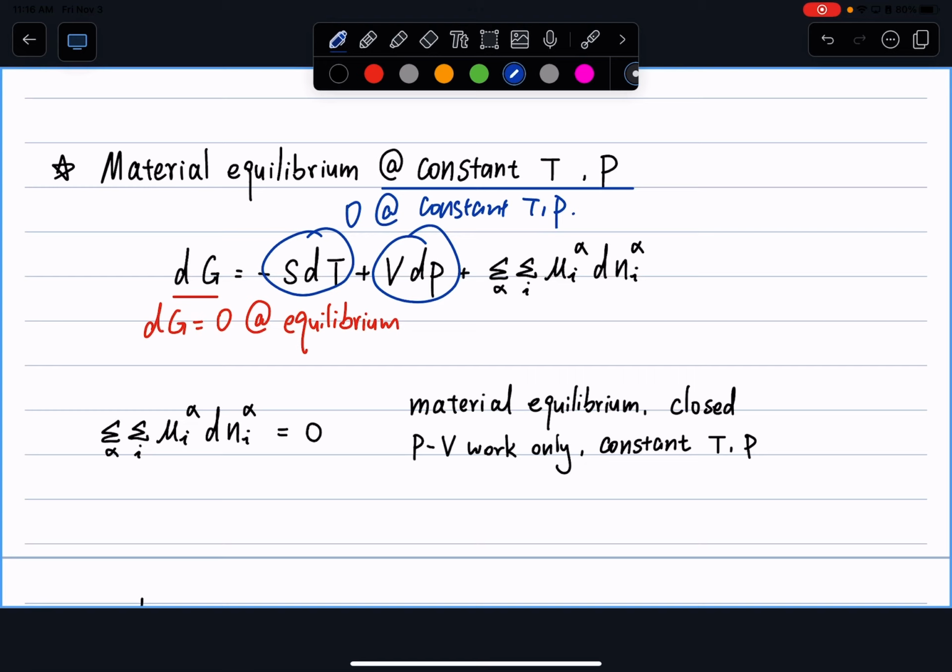So that tells us that when we're talking about a material equilibrium, effectively what we're saying is this chemical potential term equals 0. All right, and remember when we say material equilibrium, we're talking about two different types of material equilibrium. That includes phase equilibrium and also reaction equilibrium.